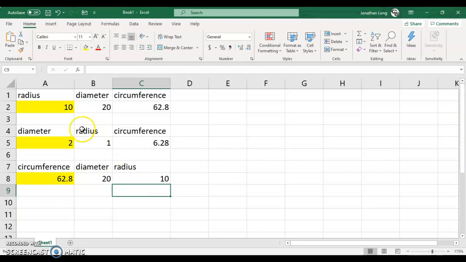So with this in place, you can be given any question about any one of these three things, and all you've got to do is go to the spot that you know. Oh, they gave me radius. I'm going to go here and change this number. They gave me diameter. I'm going to go here and change this number. They gave me circumference. Oh, I'm going to go here and change this number. Okay? All of these will give you the remaining possible answers.